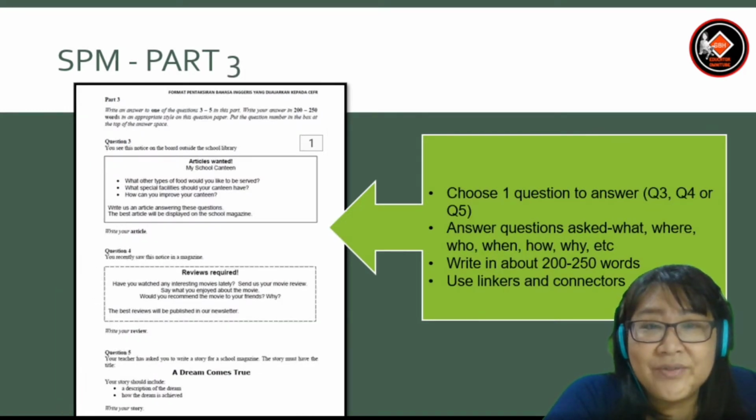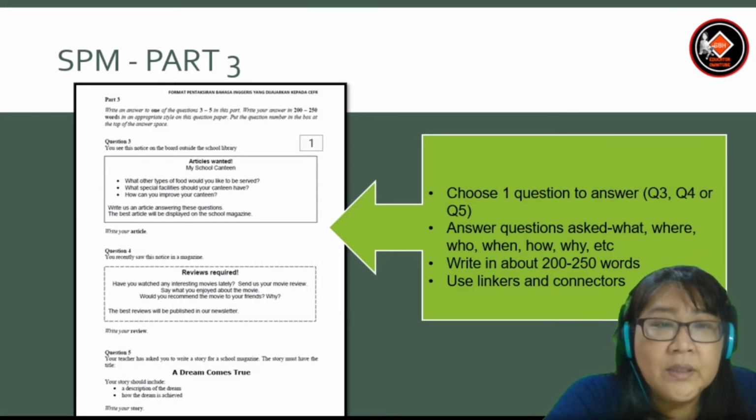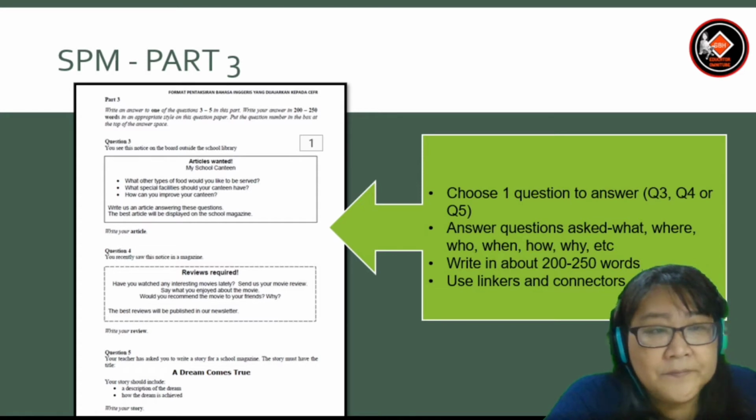Next, we have part 3. In part 3, choose one question to answer. There are 3 options: question 3, question 4, and question 5. Remember to write on one of the questions. Answer the questions asked in the instructions, like what, where, who, when, how, why, and others. Write about 200 to 250 words, and always remember to use the linkers and the connectors.